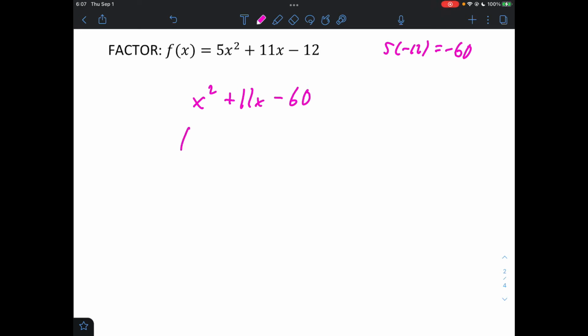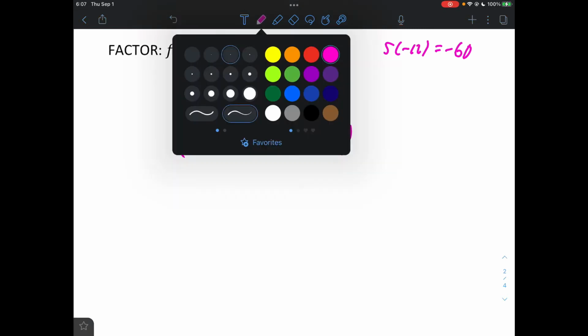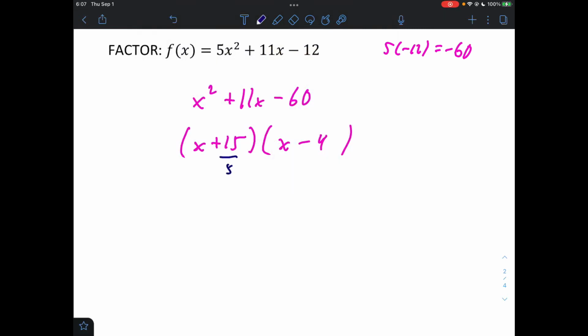All right, now we're going to factor this, which has a leading coefficient of 1, which should be easier to do. So if we factor this, we know it's going to be x plus 15, x minus 4. We should be able to factor that with ease at this point. Then what we're going to do is we're going to take this 5 and divide both of these numbers by 5. Okay, so then we get x plus 3.